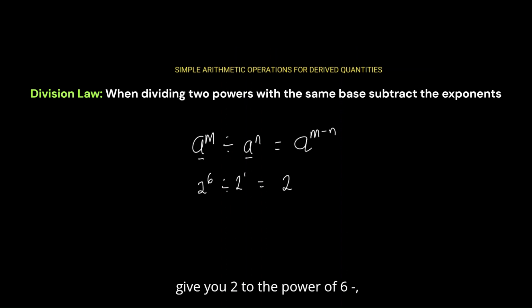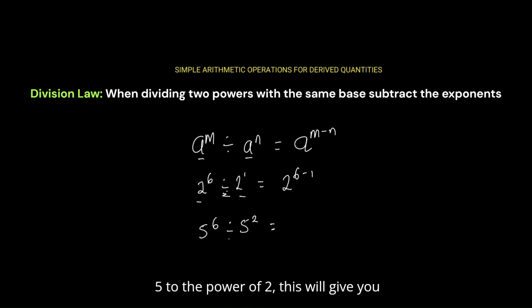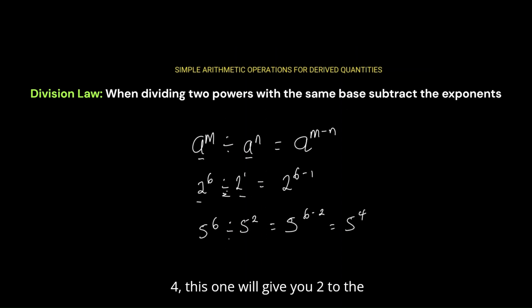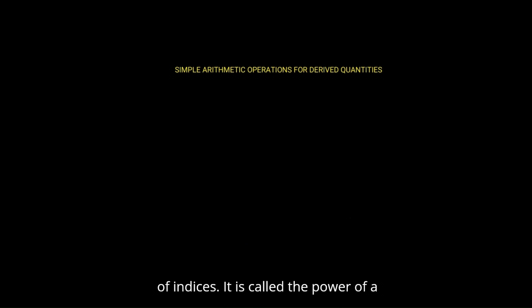If you have 2 to the power of 6 divided by 2 to the power of 1, this will give you 2 to the power of 6 minus 1, provided that you are dividing and the bases are the same. And if you have 5 to the power of 6 divided by 5 to the power of 2, this will give you 5, 6 minus 2, and this will give you 5 to the power of 4. This one will give you 2 to the power of 5. So you can see, provided that the bases are the same, you can perform this operation. Now let's go to the third law of indices.